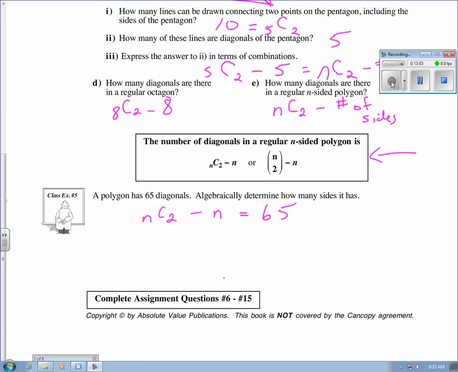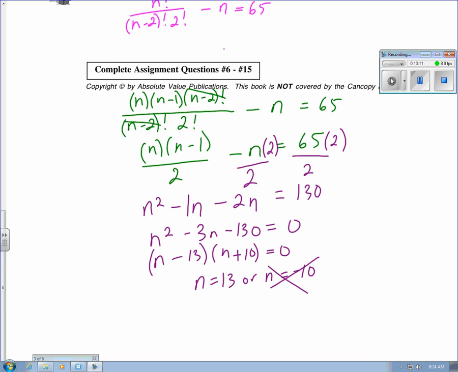n choose 2 minus n equals 65. I'll let you work on it for a little bit and then reveal the answer. So here's how I chose to solve this one using my factorial notation, getting rid of the n minus 2 factorial. Then I thought making a common denominator would be convenient because I can't get rid of the 2 as easily as I have in the past. Then I set up for factoring, 2 numbers that multiply to negative 130 but add to negative 3. I know those 2 numbers, and then I throw out the negative 10 because negative n values are not valid here.